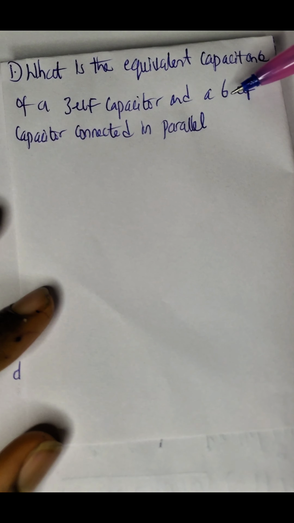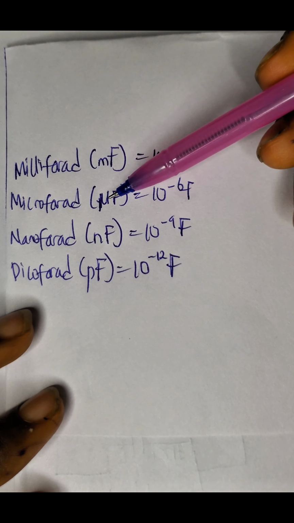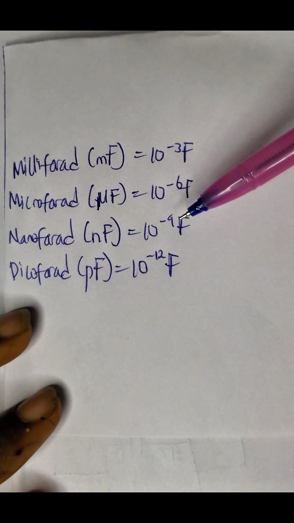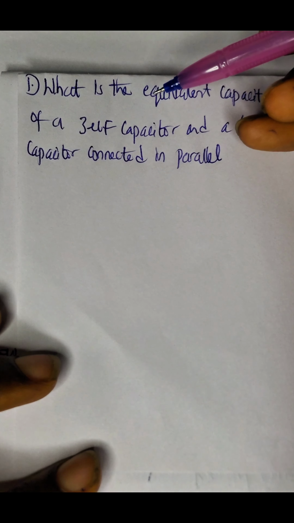What is the equivalent capacitance of a 3 microfarad capacitor and a 6 microfarad capacitor connected in parallel? But before we delve into this, I want you to take note of this. We have millifarad, that is 10 to the minus 3 farad, microfarad, 10 to the minus 6 farad. Please take note of the symbols. Nanofarad, 10 to the power minus 9 farad, picofarad, 10 to the power minus 12 farad. So now, this is the question.